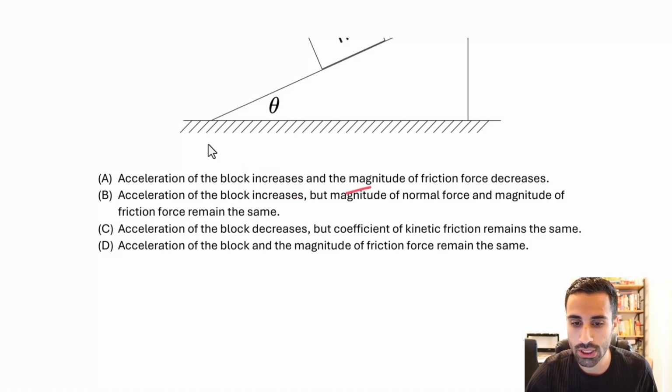A: Acceleration of the block increases and the magnitude of the friction force decreases. B: Acceleration of the block increases, but the magnitude of the normal force and the magnitude of the friction force remain the same. C: Acceleration of the block decreases, but the coefficient of kinetic friction remains the same. D: Acceleration of the block and the magnitude of the friction force remain the same.